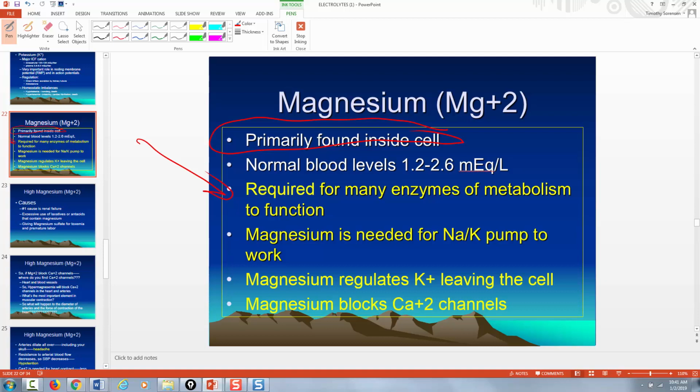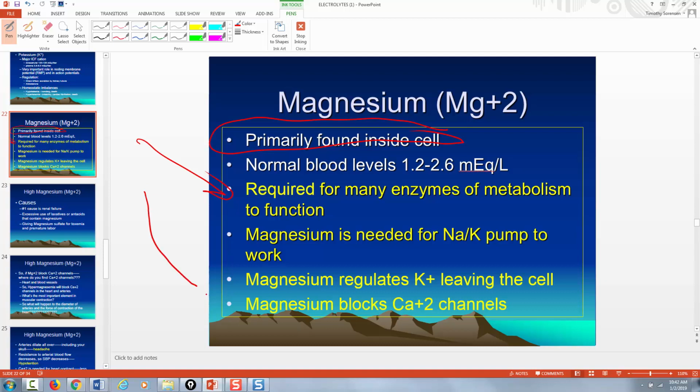The other thing is magnesium is needed for the sodium-potassium pump to work, and we learned about that, right? It's ATP dependent, and it shoves 2 potassiums into the cell and throws 3 sodiums that were in the cell back into the blood. So it regulates potassium leaving the cell, and this is important.